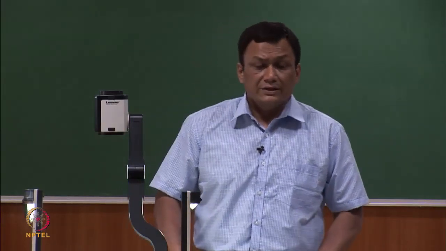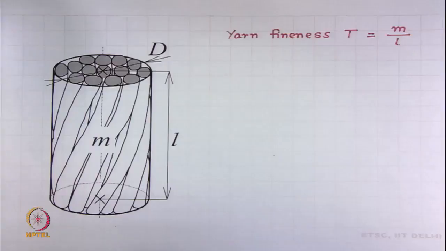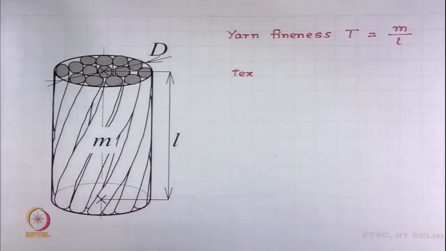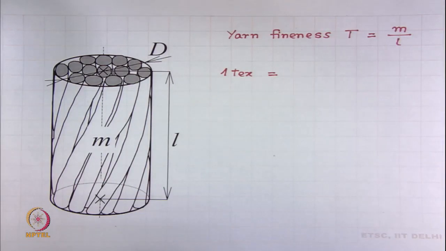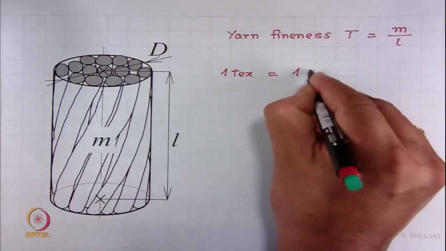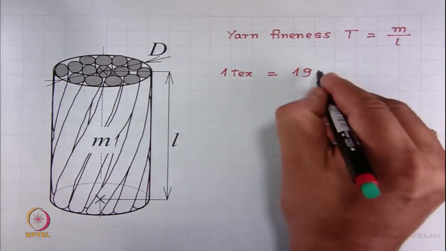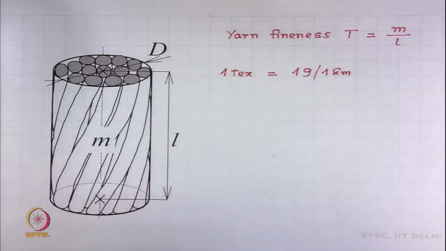Now, there are different units to express yarn fineness. One of the very common units is tex. What is one tex? When the mass of yarn is 1 gram and length of yarn is 1 kilometer, we obtain 1 tex.